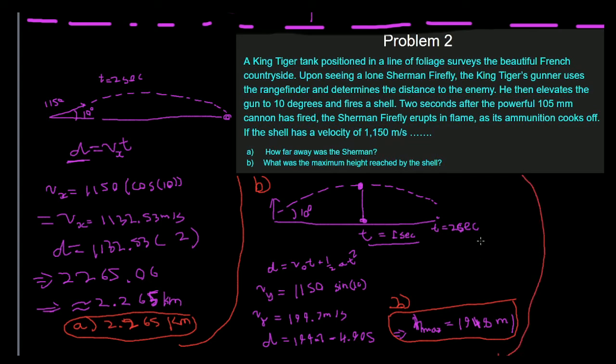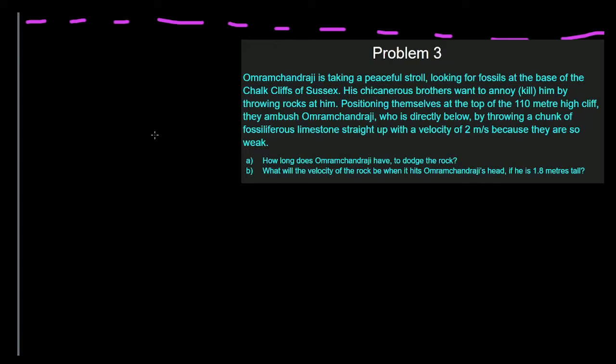Now we can move to the final problem. Om Ramchandraji is taking a peaceful stroll looking for fossils at the base of the chalk cliffs of Sussex. His mischievous brothers want to annoy him by throwing rocks at him. Positioning themselves at the top of a 110-meter high cliff, they ambush Om Ramchandraji, who is directly below, by throwing a chunk of fossiliferous limestone straight up with a velocity of 2 meters per second because they are so weak. A. How long does Om Ramchandraji have to dodge the rock? And B. What will the velocity of the rock be when it hits Om Ramchandraji's head if he is 1.8 meters tall? Let us start with part A.